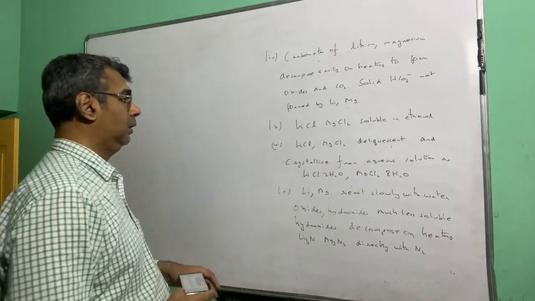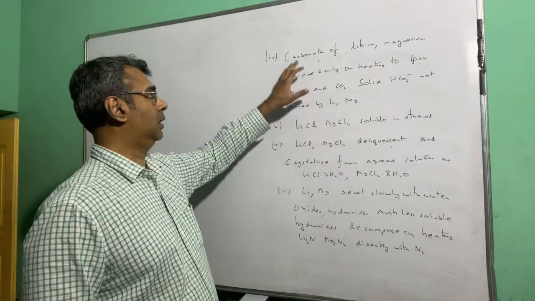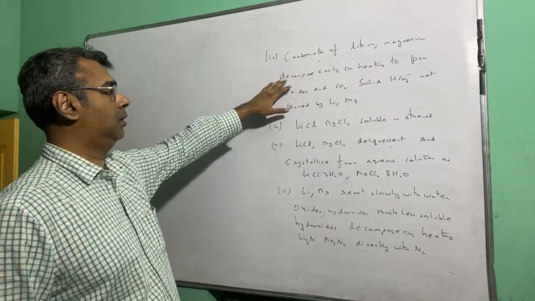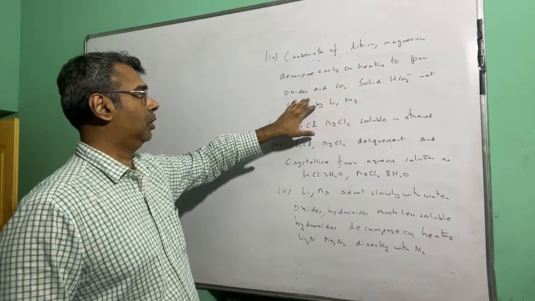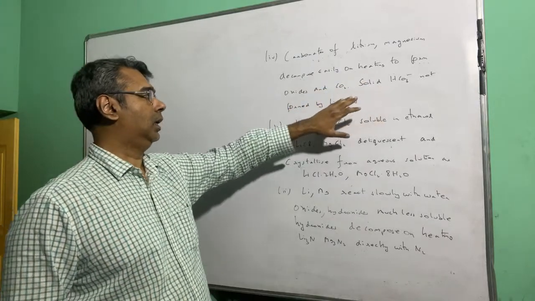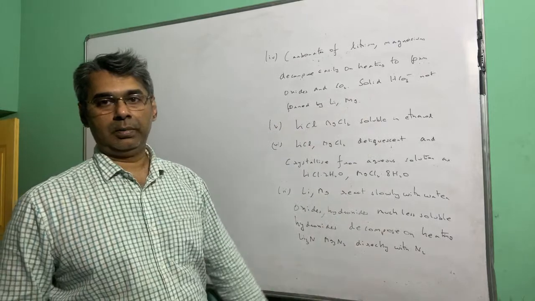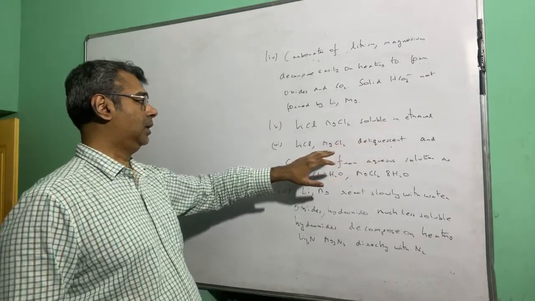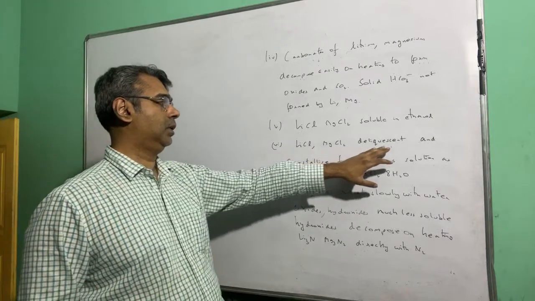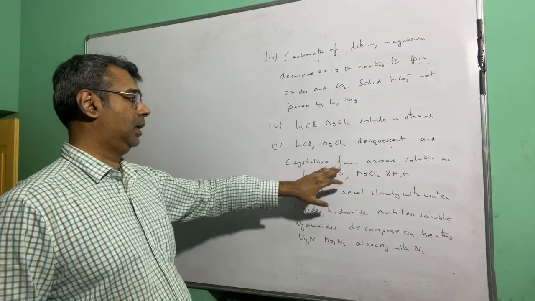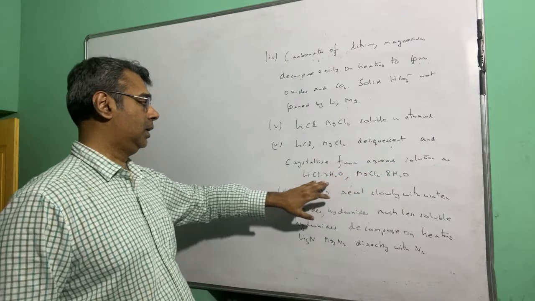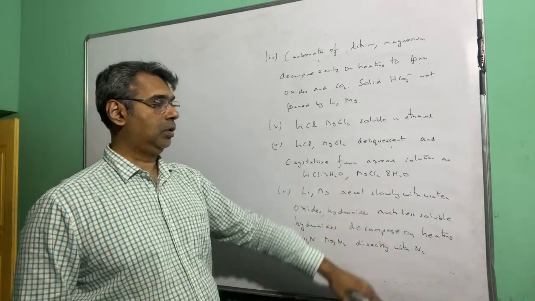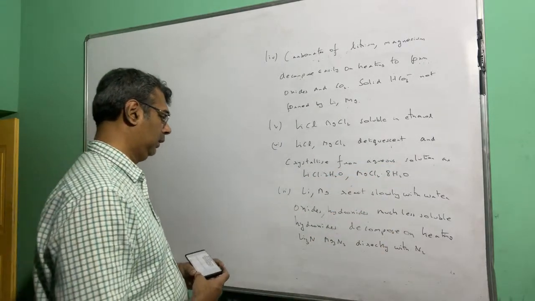Okay, so both carbonates of lithium and magnesium decompose easily on heating to form oxides and CO2. Solid bicarbonate is not formed by lithium and magnesium. LiCl and MgCl2 are soluble in ethanol. LiCl and MgCl2 both are deliquescent and crystallize from aqueous solution as LiCl.2H2O or MgCl2.8H2O.